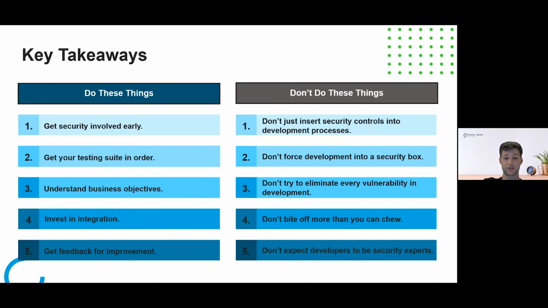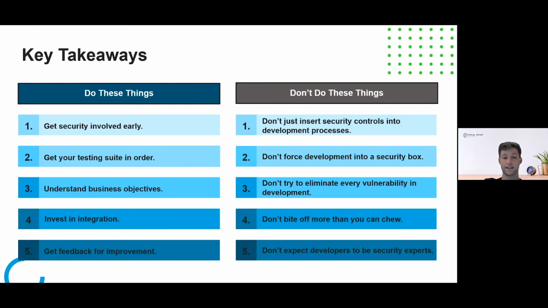Now, the next piece, get your testing suite in order. It doesn't need to be a comprehensive testing suite, and you should not be forcing development into security controls that are unrealistic, right? We talked about realistically, it's okay if a couple of medium vulnerabilities make it into production, depends on acceptable level of risk to your organization. Understand business objectives. And this goes back to just understanding the partnership and the collaboration, that culture between development and security. Make sure that your organization is thinking about it with holistic business value in mind.